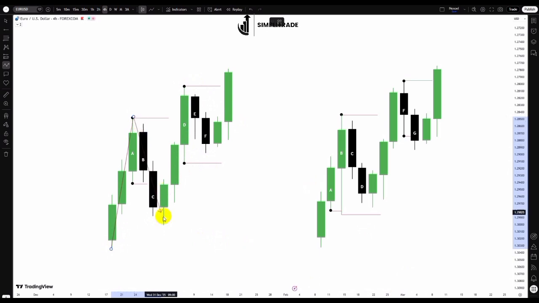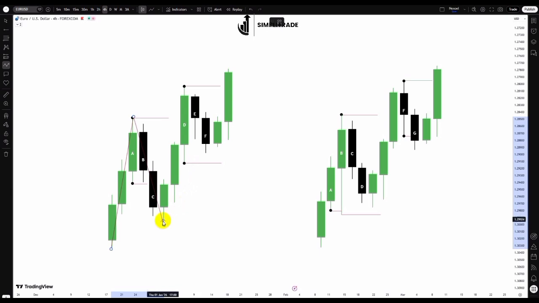Since we can see that this movement took out the low of candle A that printed the high, we have a valid pullback here to the downside. Now we have a bullish movement to the upside, creating a high. That is candle D that created the high. But then you can see candle EF traded to the downside but did not take out the low of candle D. So we do not have a valid pullback in this case here.